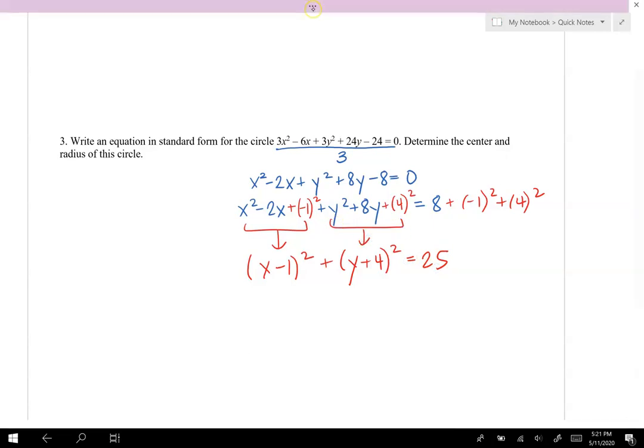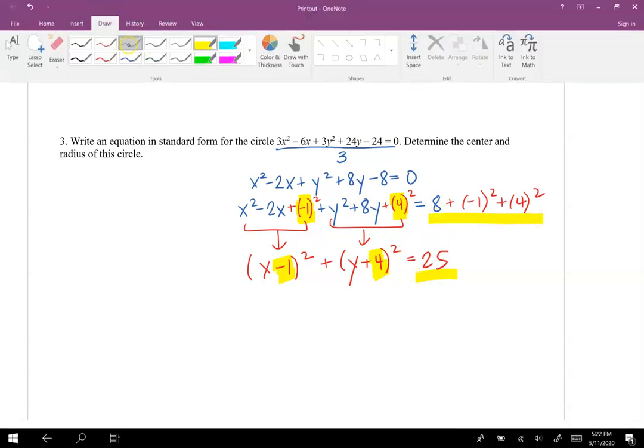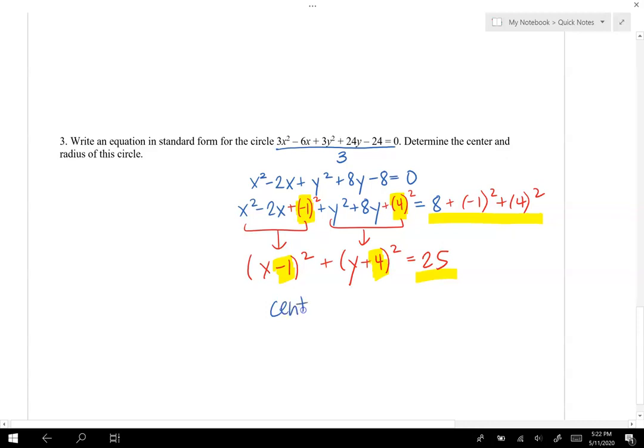A couple things to notice before I let you go and we finish this up. Notice this half of the -2 is this number here. Half of the 8 gave us 4. That's this number here. And remember, all of these together give us the radius squared when you add them up. So your center is (1, -4). Radius equals the square root of 25, and it's 5.